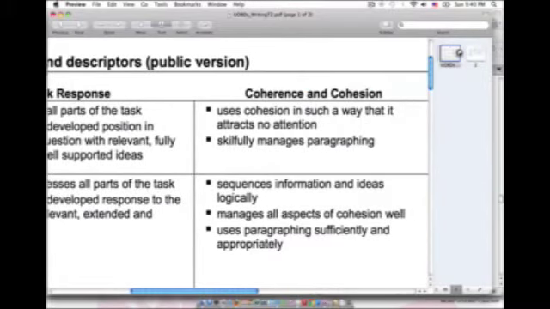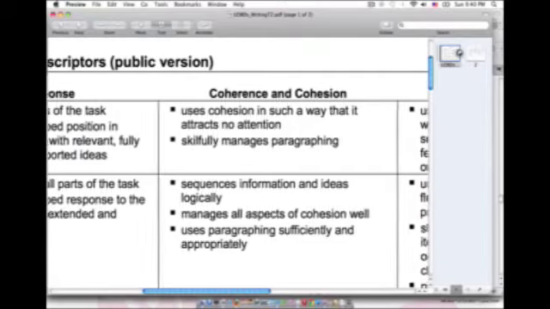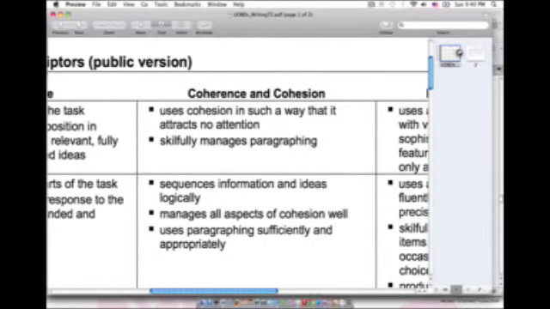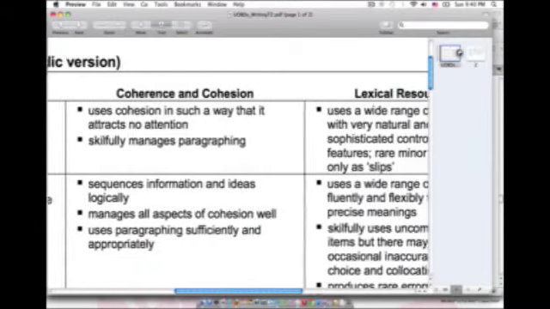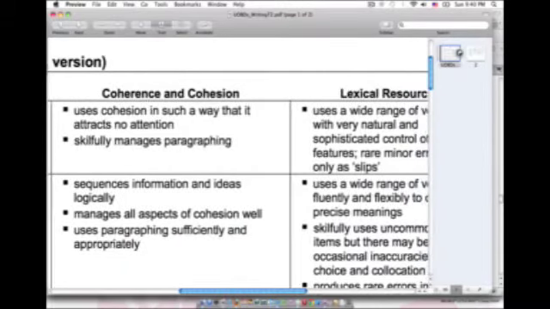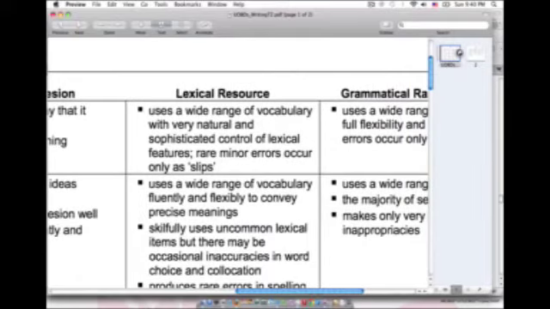Coherence and cohesion refer to the ability and ease with which the reader can comprehend what you have written and how well you have linked your various ideas together. Lexical resources refer to the choice and accuracy of the words the student uses and whether or not these words convey an idea clearly.